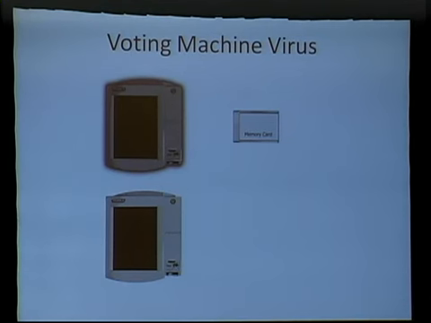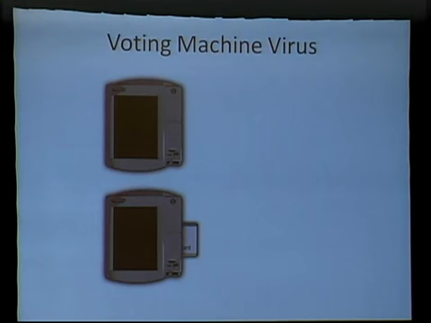Well, to oversimplify things, if you put a memory card into an infected machine, the machine copies a file with the name of the software update file to that memory card. If you boot another voting machine with that memory card in place, Diebold's own software update mechanism installs the update, infecting the machine with the virus, and the cycle continues.